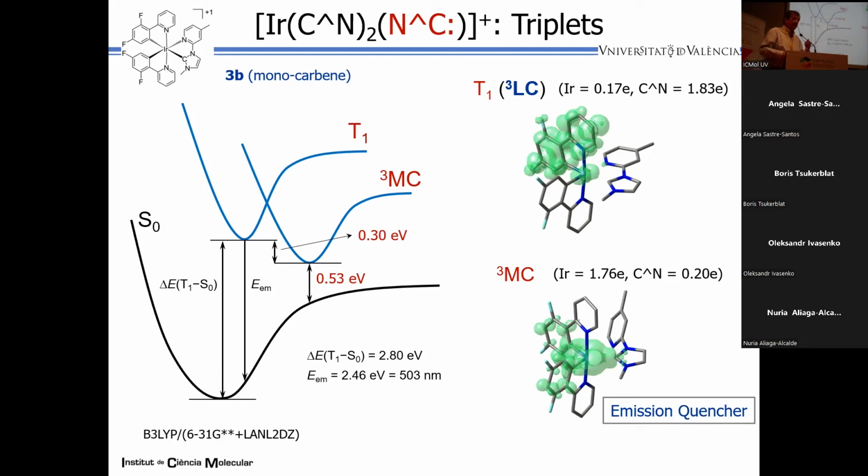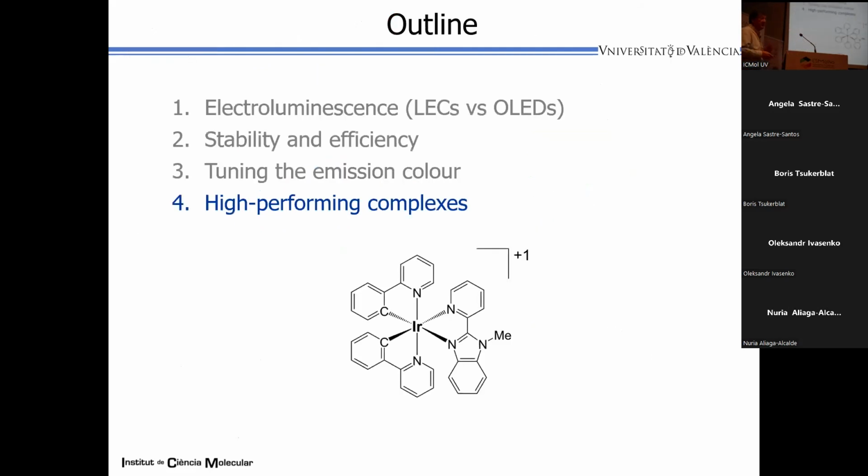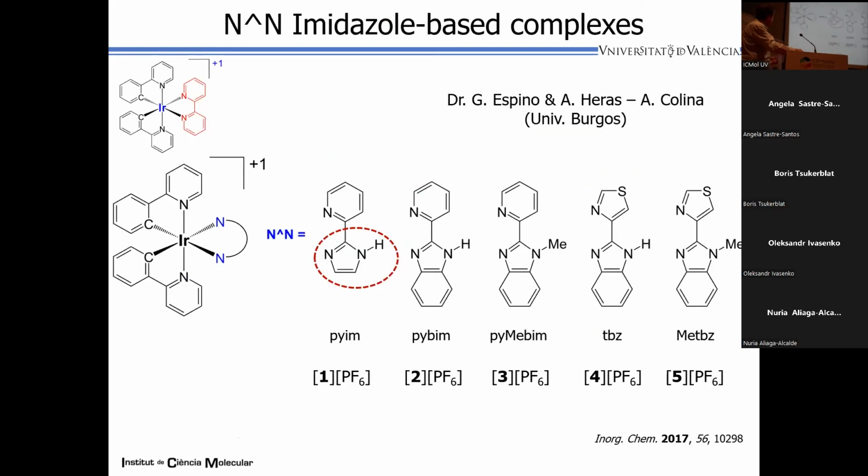There are different strategies to modulate the color, but the nature of the state, being ligand-centered, metal-to-ligand charge transfer, or metal-centered, plays a very important role in the emission you have. And finally, very quickly, I will show you an example of complexes that really work very nicely. This series of complexes was synthesized by a group at the University of Burgos, and the strategy was to substitute one of the pyridine rings by an imidazole ring or a benzimidazole ring.